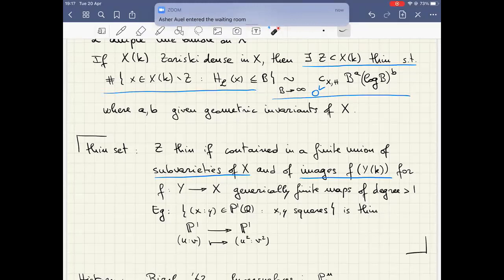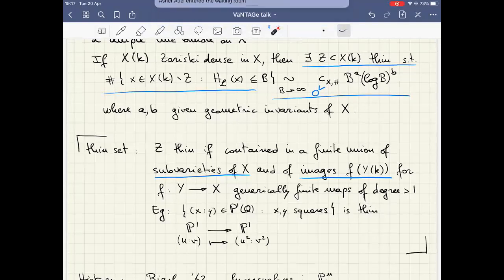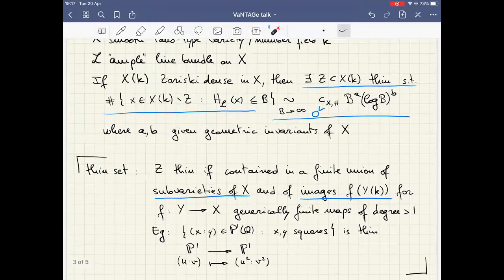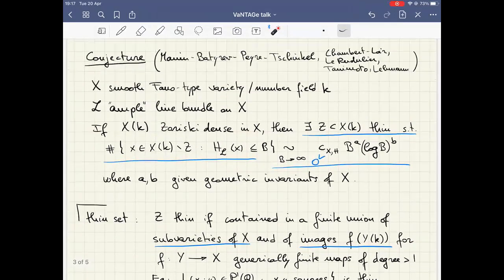So this is the conjecture. Are there any questions about the statement so far? Can I ask a question about the hypothesis that X(K) is Zariski dense? I was wondering, is it expected that if you assume only that X has a K-point, is that enough that you would still expect all these conclusions? This is a great question. I don't know. I wish I knew. Okay, but there are no counterexamples. There are no counterexamples.